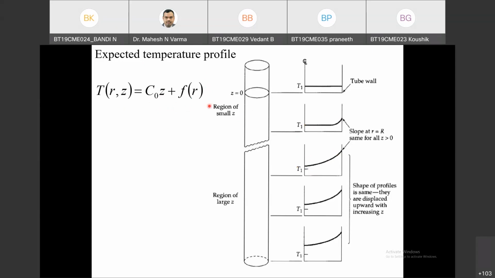Now, as I told, it will be a second order differential equation with respect to R and a first order differential equation with respect to Z. So how many boundary conditions are needed to solve this problem? Roll number 30, Maniraj.